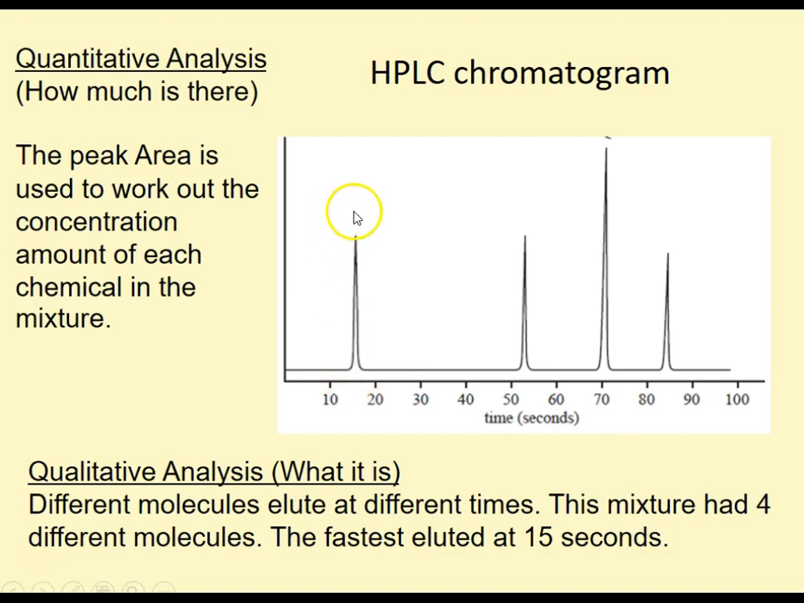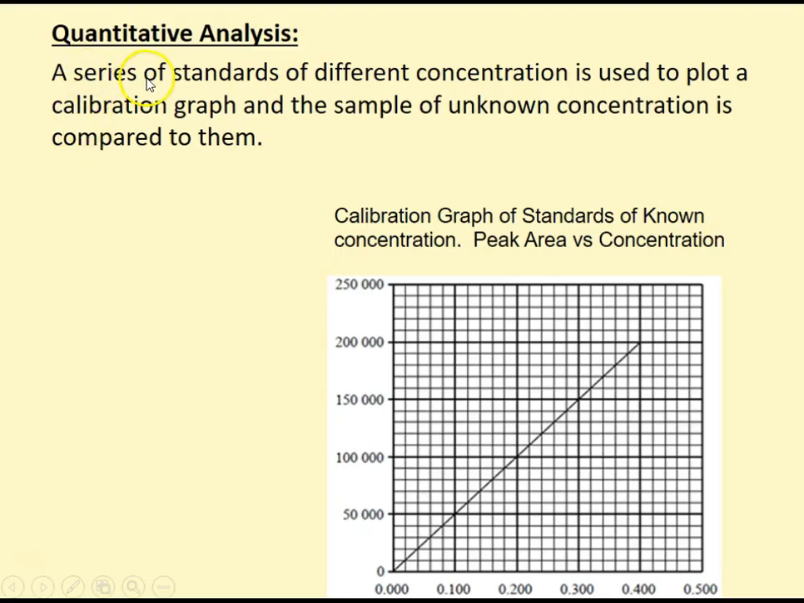So the more that you have, the larger the area. It would be very tempting to say this one has more than that one, but the area is dependent on the chemical itself. So you would have to compare that chemical to other known amounts of that chemical. Now we're looking at quantitative analysis. So we've got a series of standards of different concentration. So we plot a calibration graph, which means that we put these standards of different concentration through one after another, and we measure the peak area, and then we're going to compare that to our unknown concentration.